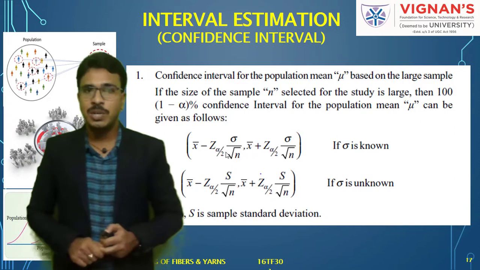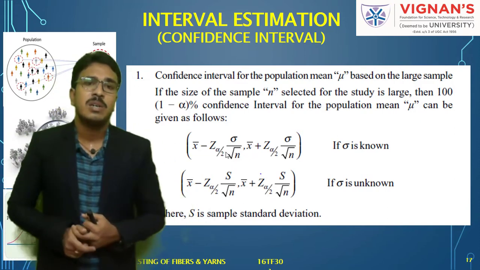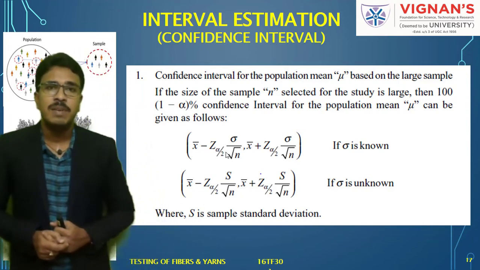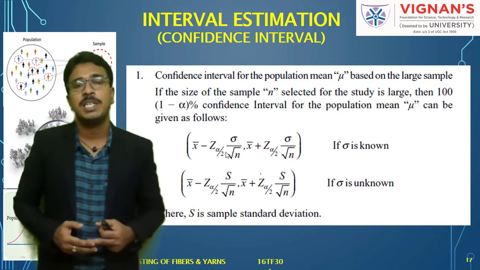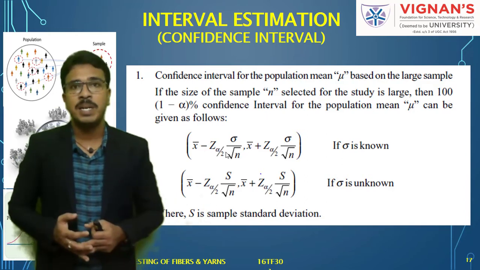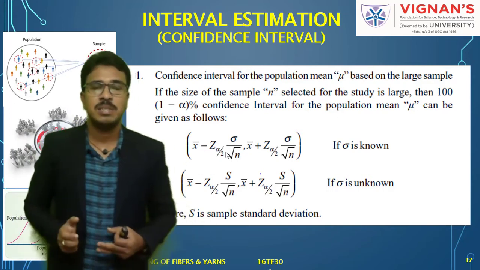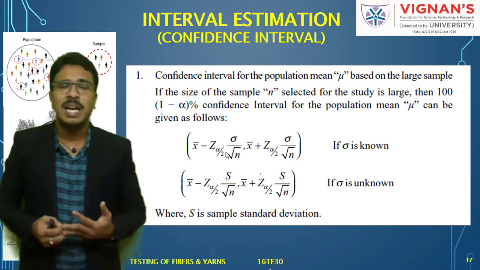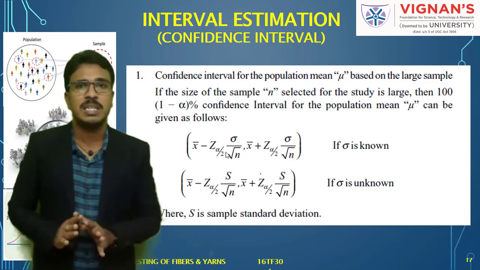Now you can see these confidence intervals, or interval estimation, where the estimation of the mean can be done for small samples as well as large samples. So the estimation process is not the same for every sample size, whatever the sample size may be. It is not like that.